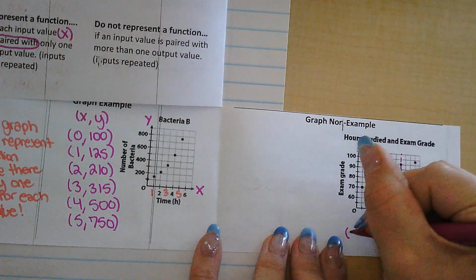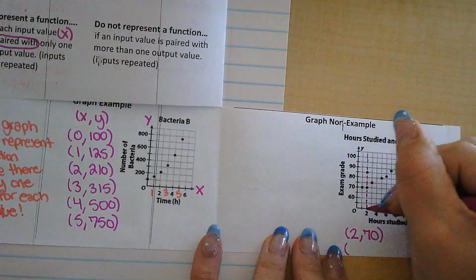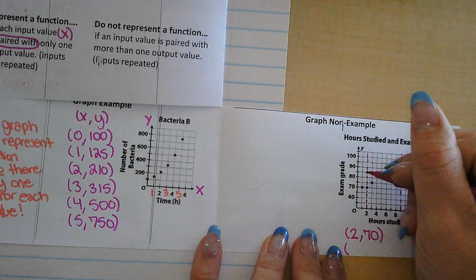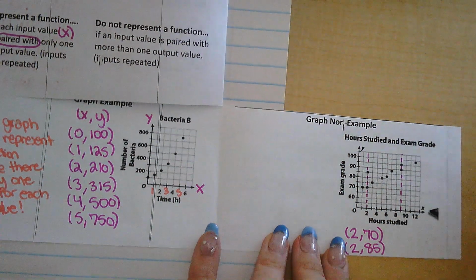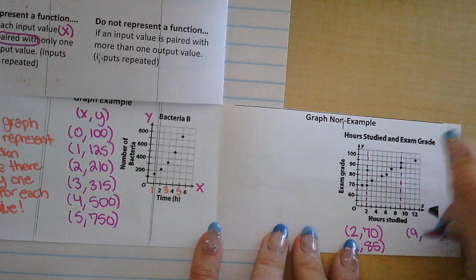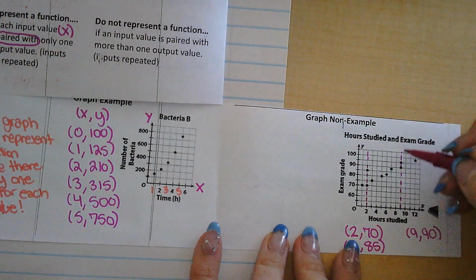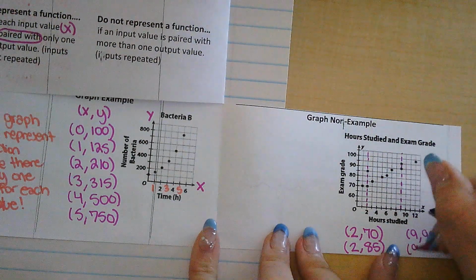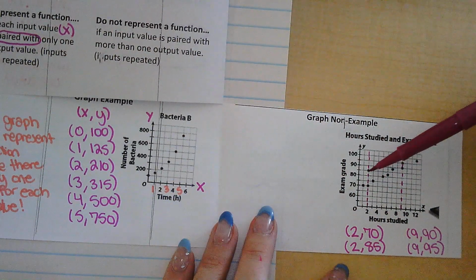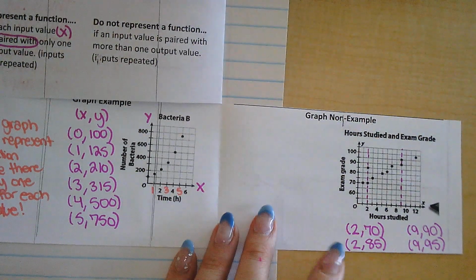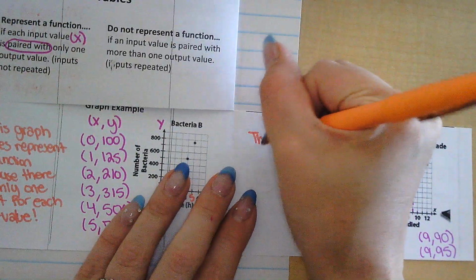So I've got 2, 70: after 2 hours studied, a grade of 70, and also after 2 hours studied a grade of 85. And then once again I have a duplicate here, 9 hours studied, equating to 90, and then 9 hours studied leading to 95. So this is a case where there are multiple points for one x value, and that means that it's not a function.